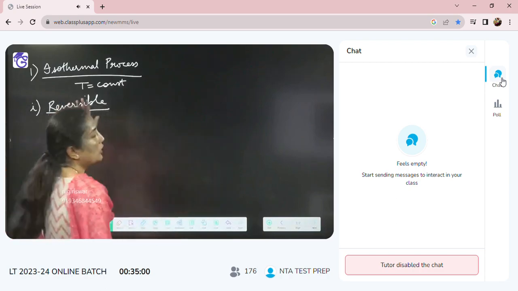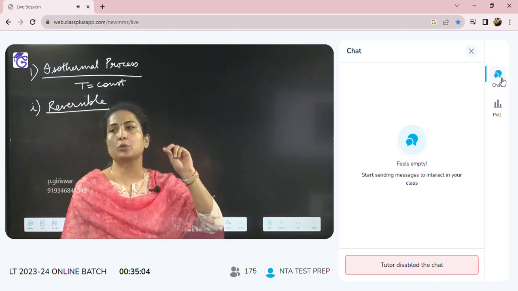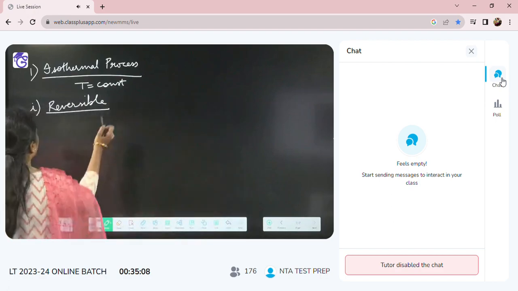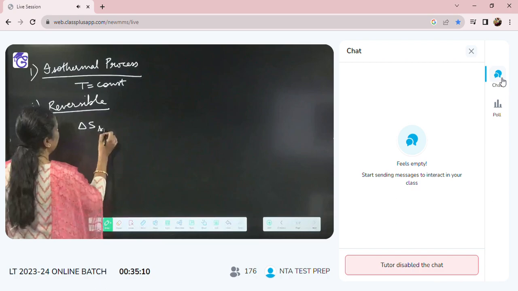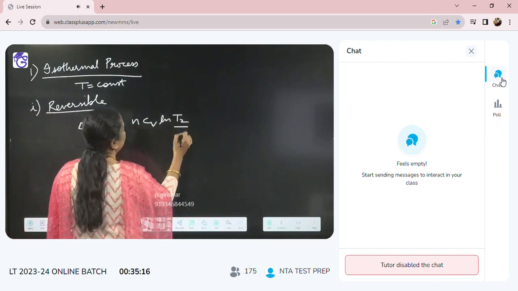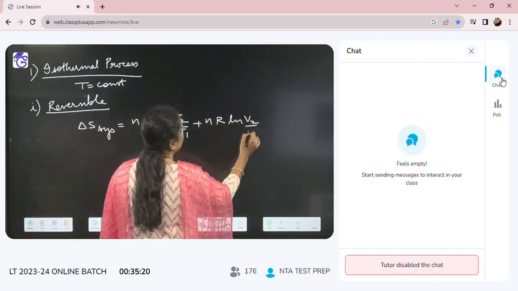Now, when we are talking about an isothermal process, you can carry it out reversibly and irreversibly. We are just going to derive the expression first. Now for reversible, I am taking one of the expressions, which is delta S system equals nCV ln T2 by T1 plus nR ln V2 by V1.